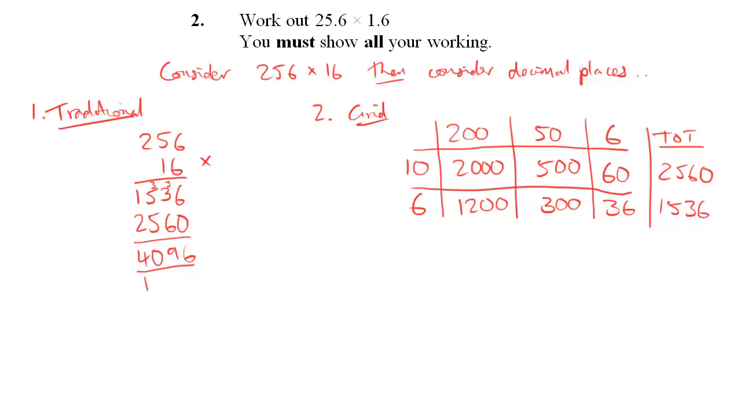Now it probably hasn't escaped your attention that these are the same two numbers that we had over here in the traditional method. And that's really because these are two ways of looking at exactly the same kind of calculation. So naturally when we add those up we get the same thing, 4,096.